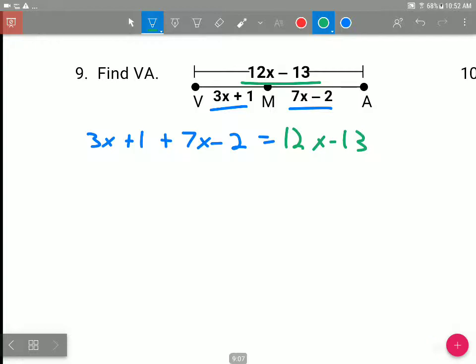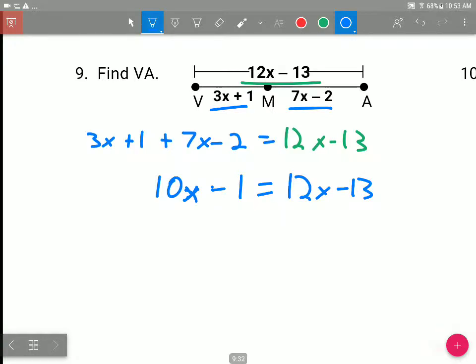Could you combine? Oh, absolutely. So how many x's are on the left side? Well, add them up. How many do you have? 10. There are 10 x's on the left. Okay, add up your units, your 1 and your negative 2. How many units do you have? Negative 1. Good. You got a 1 and a negative 2. You still owe $1. And then we still got the 12x minus 13.